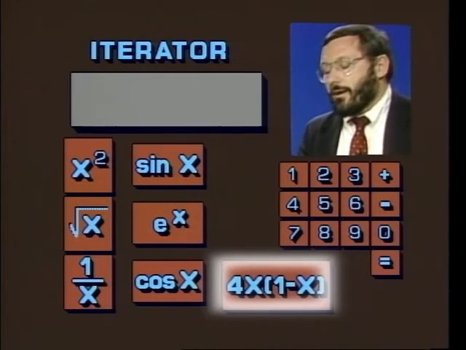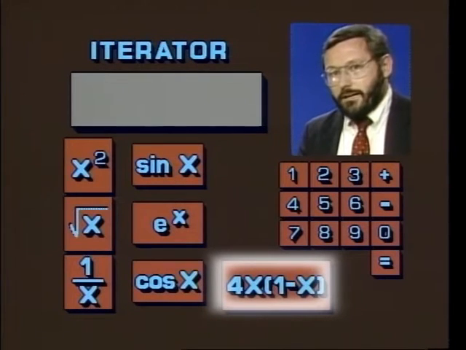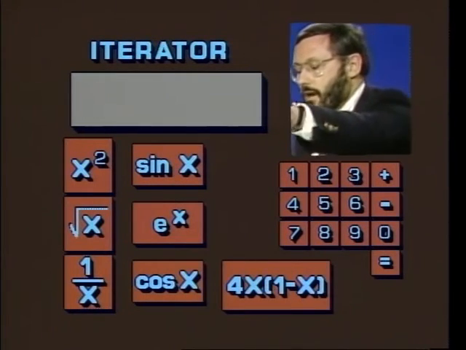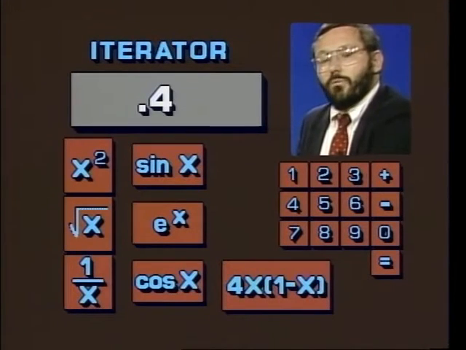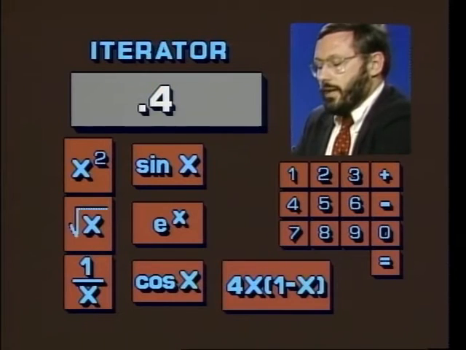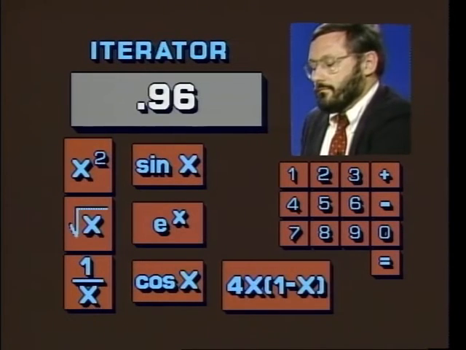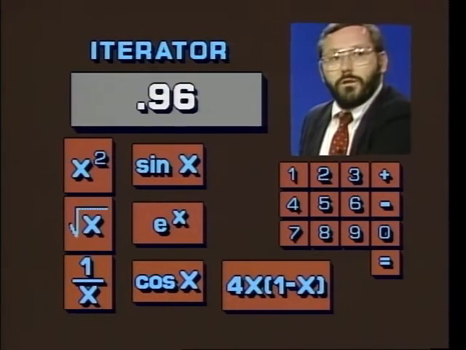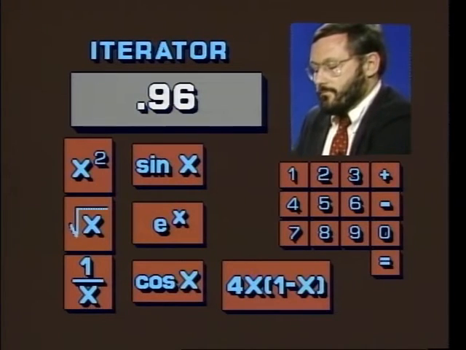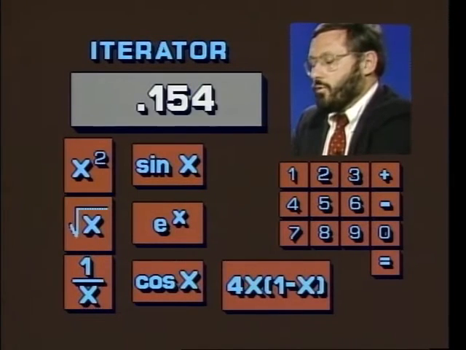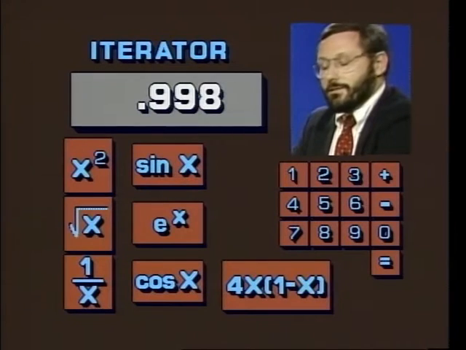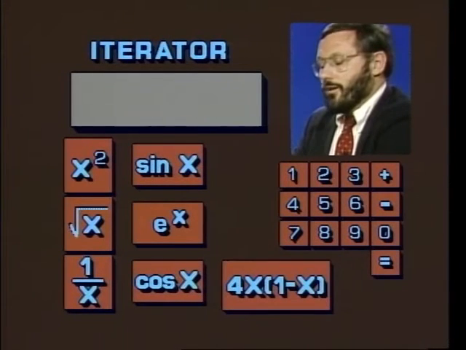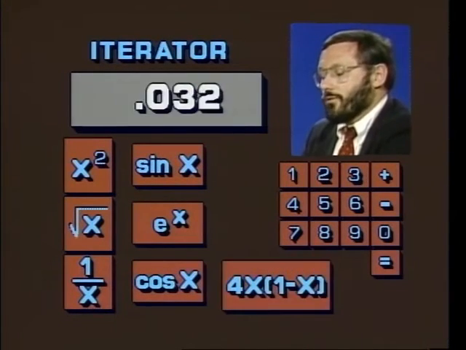What happens when we iterate this simple quadratic expression? Well, let's start with any number, say the number 0.4. And what happens when you compute this quadratic expression? Now, if you plug in 0.4 to the quadratic function, you get 0.96. Iterate again, you get 0.154. Iterate again, you get 0.521. Iterate again, you get 0.998. Again, 0.008. Once more, 0.032.